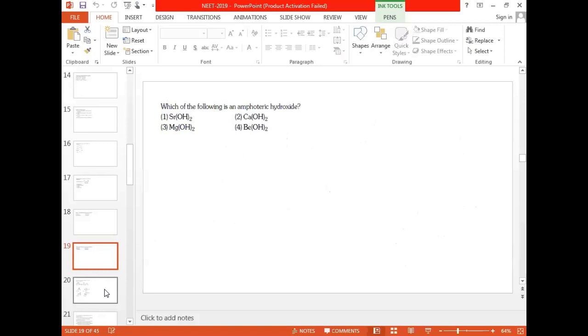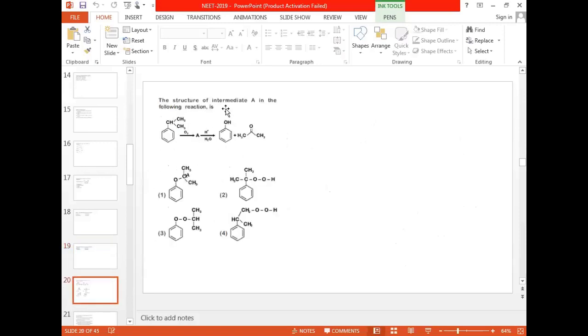Very good. Now, come to this particular one. Which answer is correct here? In the following reaction, the intermediate is what?